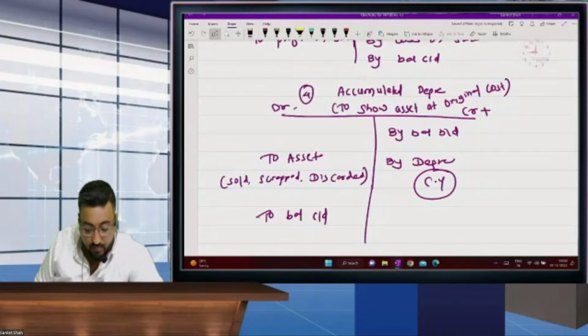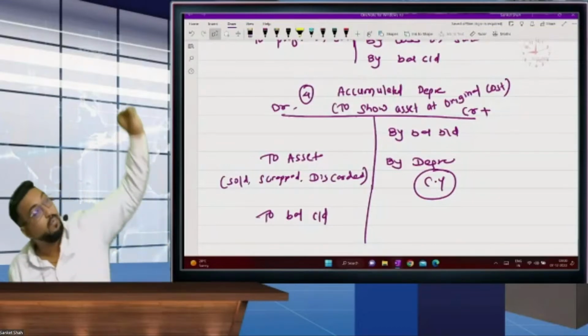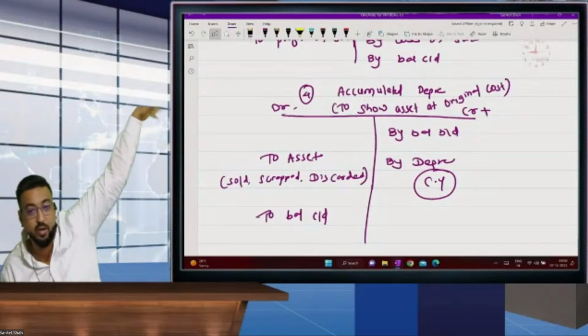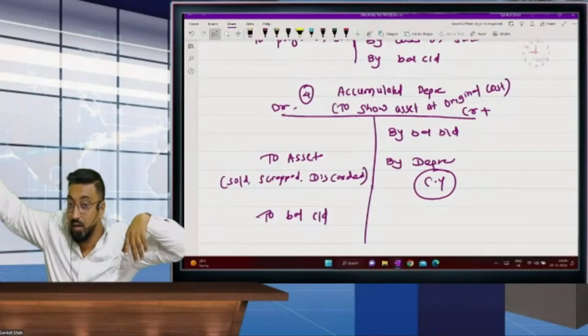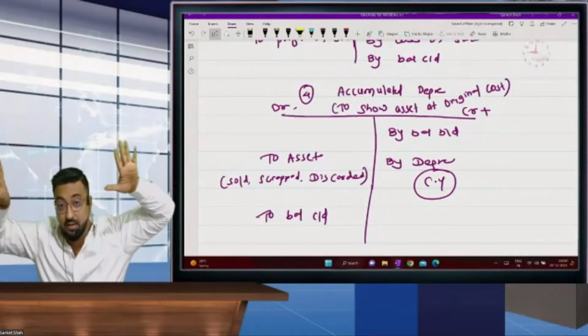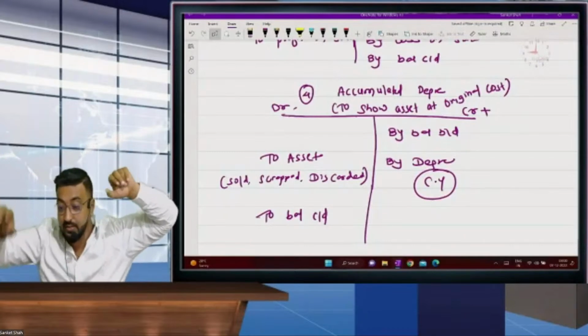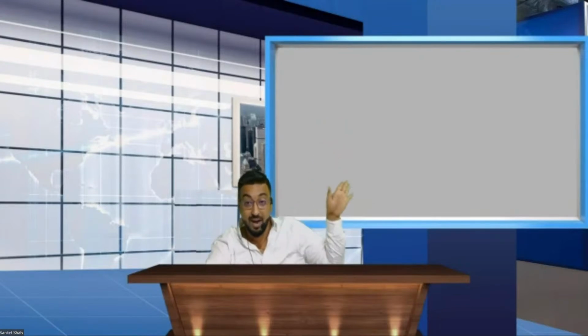Accumulated depreciation beta, credit here, by balance brought down, by depreciation, to asset and to balance carried down. Clear? Clear है सबको? Easy. So very important. By balance brought down, by depreciation, to asset, to balance carried down. So recall this pro forma. Okay. This will improve your accounts. So those students who are not revising this minimum 5 times, write it in the notebook.